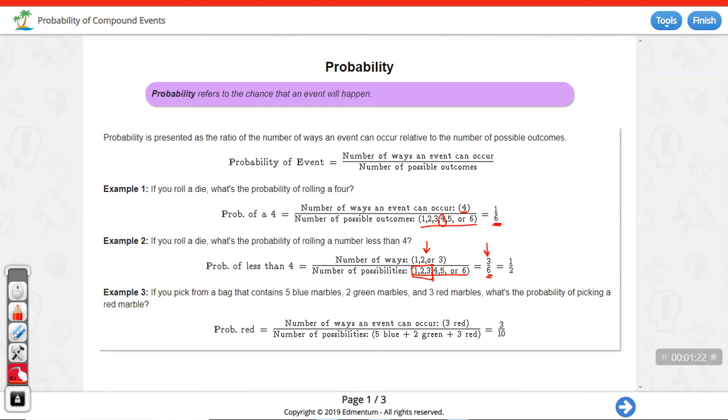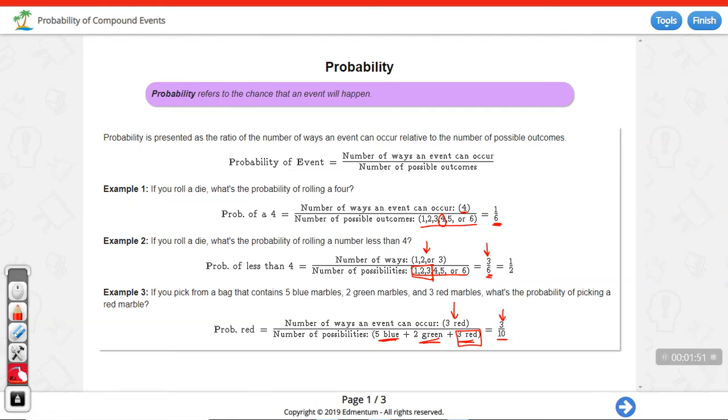Next, if you pick from a bag that contains 5 blue marbles, 2 green marbles, and 3 red marbles, what's the probability of picking a red marble? Once again, how many total possible options are there? Well, given that there's 5 blue, 2 green, and 3 red, that's a total of 10 marbles inside the bag. And out of all those marbles, only 3 of them are red. That's why 3 out of 10 is our probability.